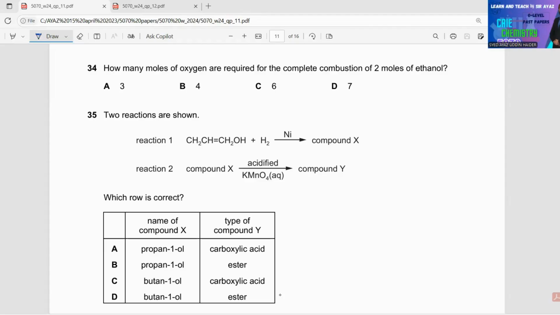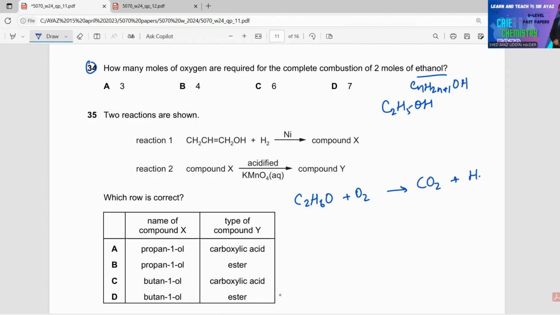Number 34. How many moles of oxygen are required for the complete combustion of 2 moles of ethanol? So ethanol, it's an alcohol. We call the general formula of alcohol CnH2n+1OH. The value of n is 2 here, so it must be C2, 2 times 2 is 4, 4 plus 1, 5, 5 OH. So complete combustion means we are getting this: C2H6O plus O2, and during complete combustion you will always get the products carbon dioxide and water.